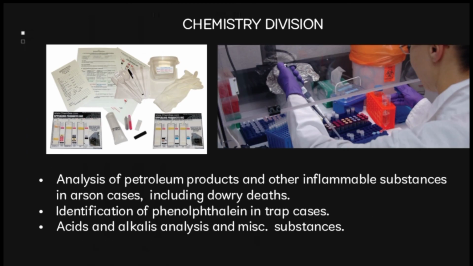Also, in the chemistry division, they're going to analyze petroleum products and other inflammable substances in arson cases, including dowry deaths. These are petroleum products that have been recovered in the crime scene or in the arson cases. They're also going to identify phenolphthalein in trap cases, acids and alkalis analysis, and mixed substances.